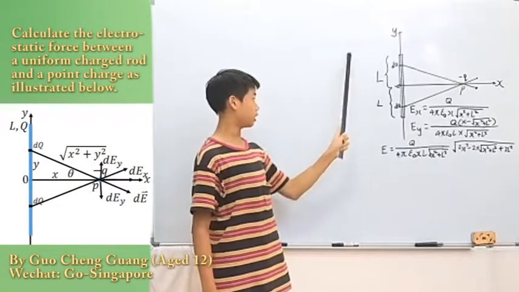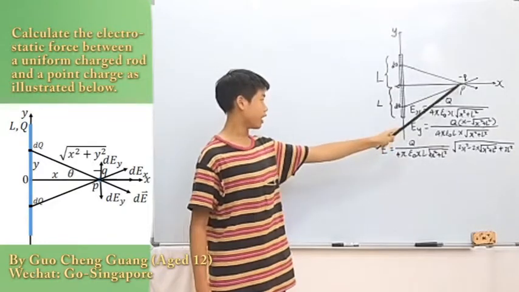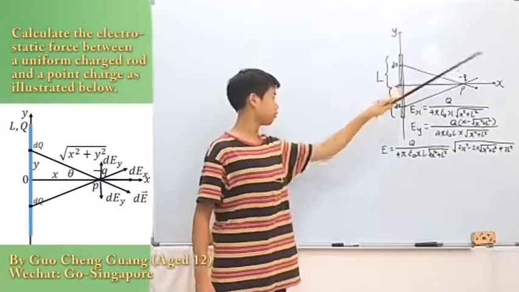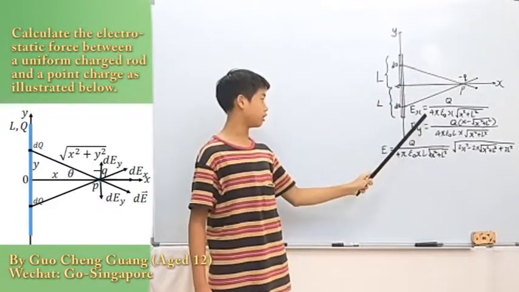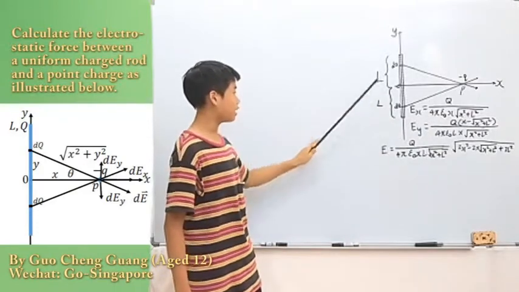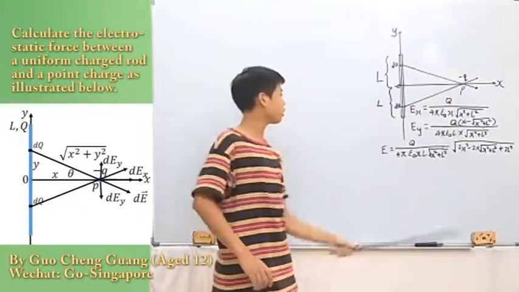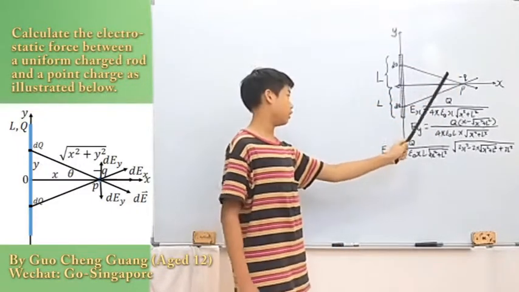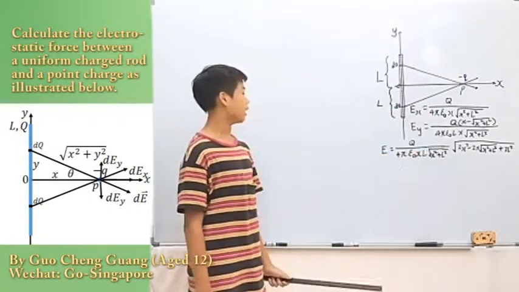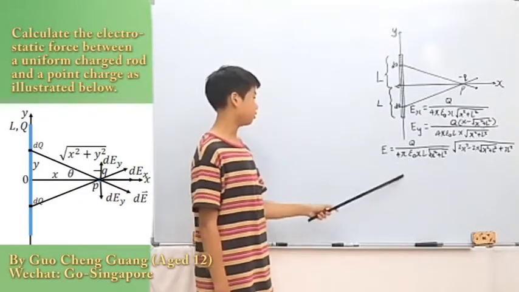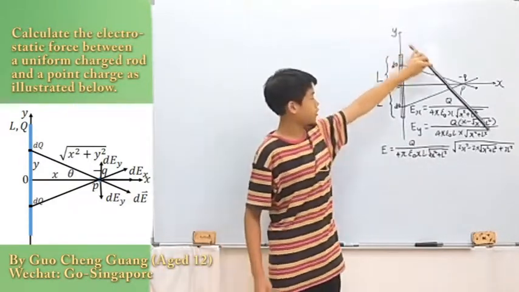So from this rod here, we had Ex in that direction, and Ex is found here. And then we also had Ey, which is the y component, going down. Then after that, we found the total electrostatic field strength, which is here around this direction.